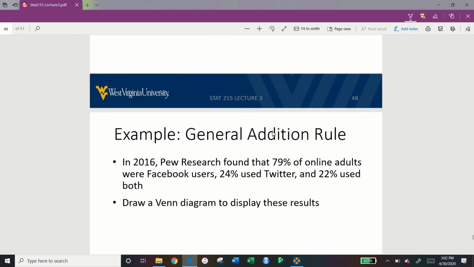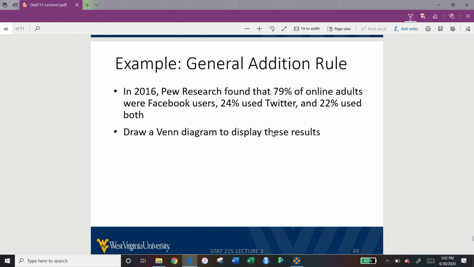Let's do another example. The general addition rule. In 2016, the Pew Research found that 79% of online adults were Facebook users, 24% used Twitter, and 22% used both. Draw a Venn diagram to display these results. Okay, so just going to start off by drawing my box. Now, because I see that we had 22% use both, that means I'm going to draw 2 circles that overlap.